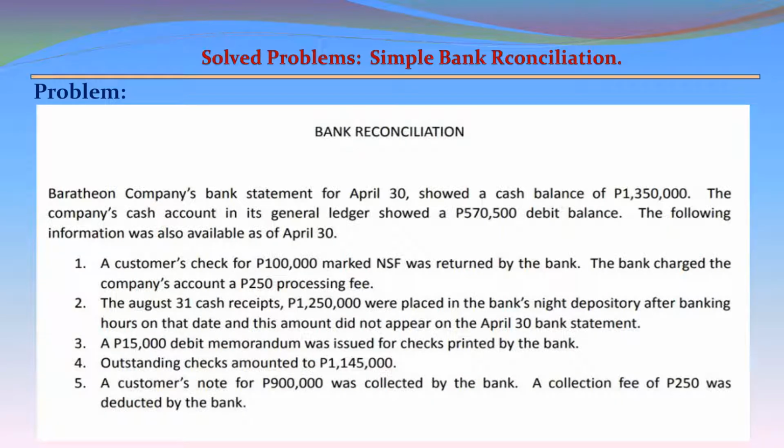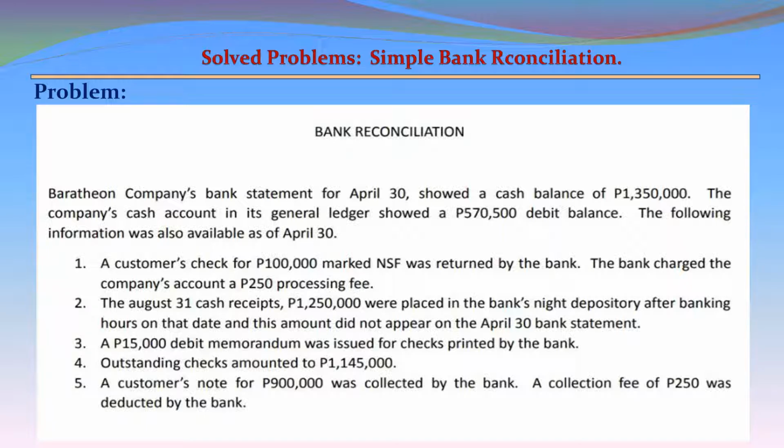Problem: Bank reconciliation. Bharathian Company's bank statement for April 30 showed a cash balance of 1,350,000. The company's cash account in its general ledger showed a balance of 570,500 as debit balance. The following information was also available as of April 30. 1. A customer's check for 100,000 marked NSF was returned by the bank. The bank charged the company's account a 250 processing fee.